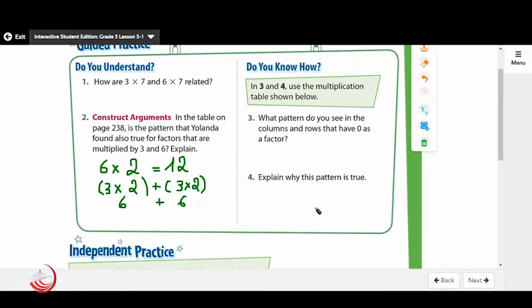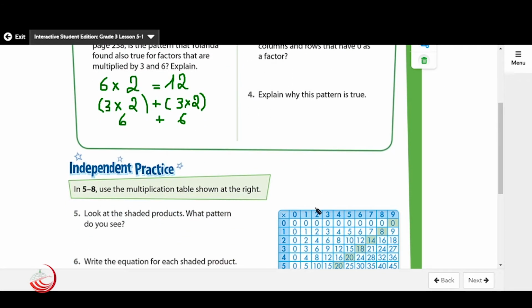Okay, now explain why is that? Why is this true? Because we knew that in the zero property, any number multiplied by 0 is 0, and as you all know, 0 is a hero. It's a zero property. That means that any number multiplied by 0 equals 0. Okay, very good.